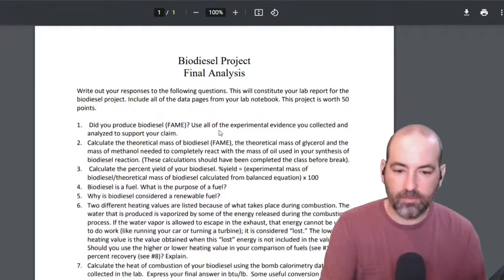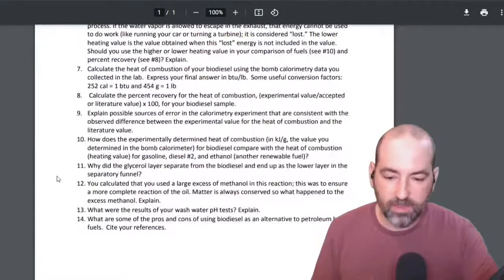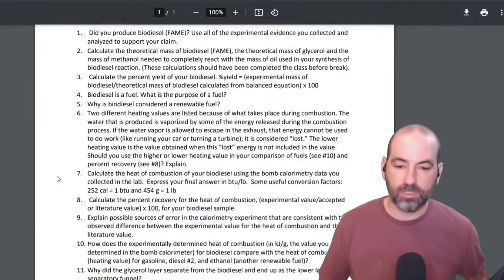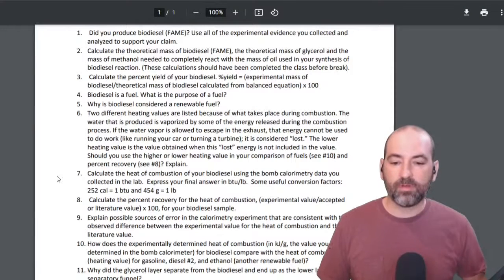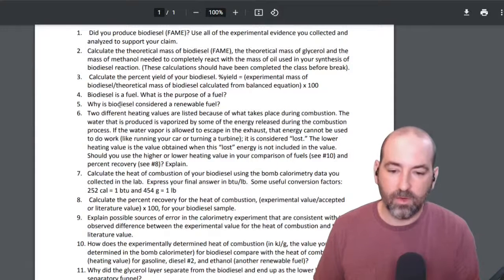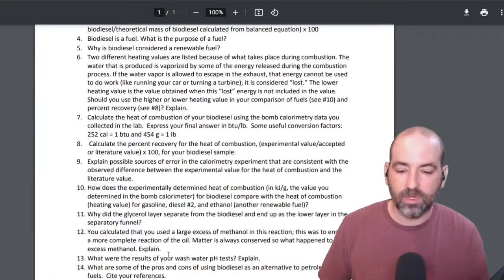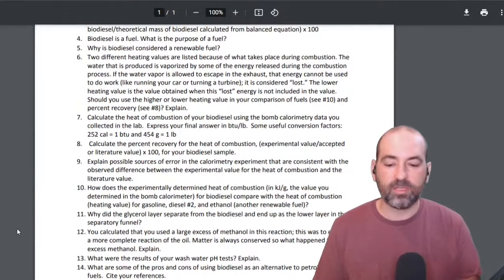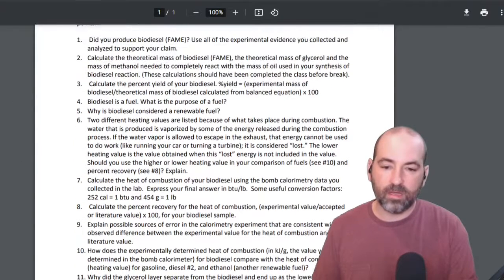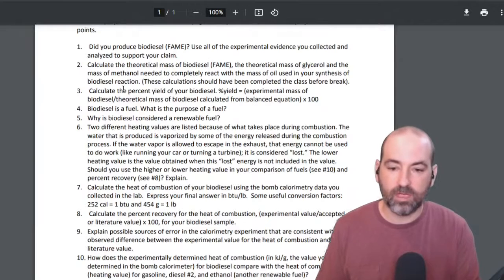hopefully this is loading okay. Yep, there it is. Okay, so this is the final analysis. You will be answering all of these questions as your biodiesel project. Several of the questions are more research-based, like what is the purpose of a fuel? Why is this a renewable fuel? And so on. What were the results of the water wash tests, things that you've done or that you can find out. And then the other ones, like number 1, did you produce biodiesel, what we thought we were producing?